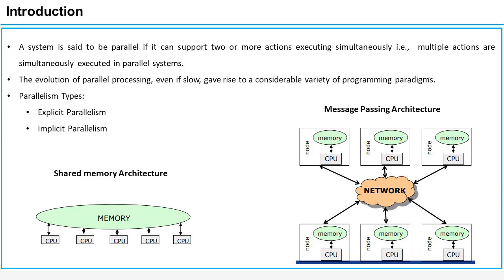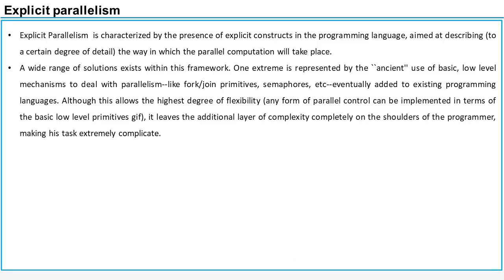Now when you go for this parallelism, you have explicit parallelism and implicit parallelism. Here you have a diagrammatic representation of shared memory architecture and message passing architecture. Explicit parallelism is characterized by the presence of explicit constructs in the programming language aimed at describing the way in which the parallel computation will take place. A wide range of solutions exists within this framework.